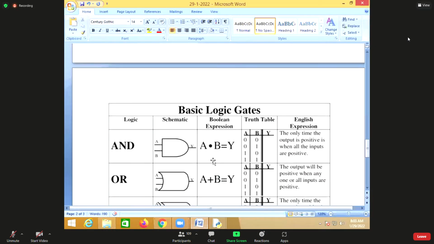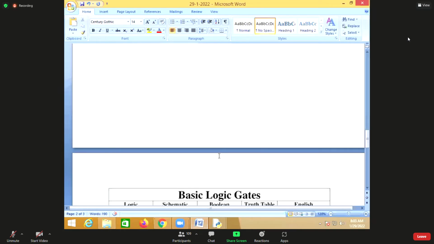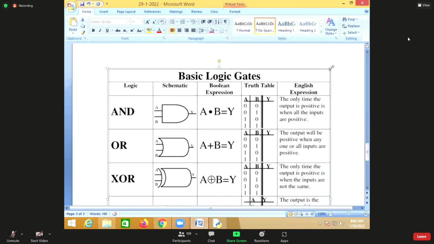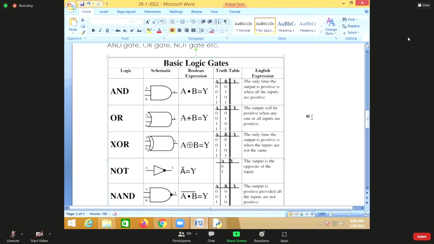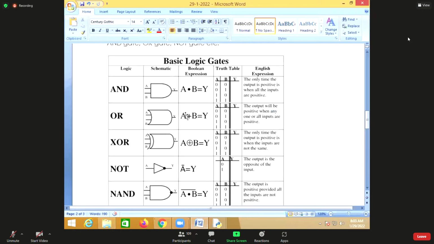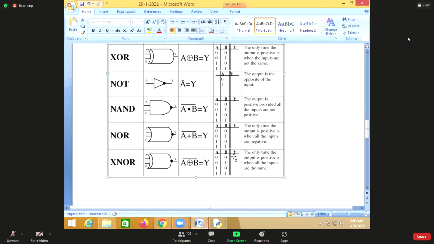Now, these are basic logic gates, but you have so many. This is the logic symbol, this is the Boolean expression, and this is the truth table. This is what here? Truth table. But where is the Y value?